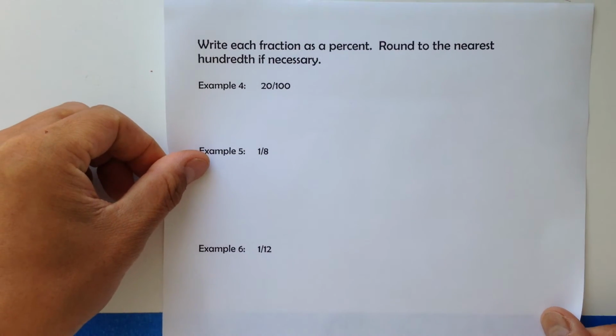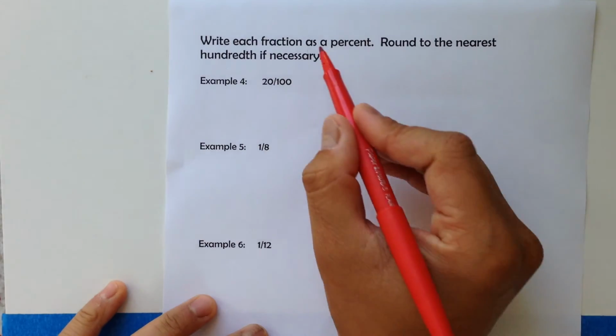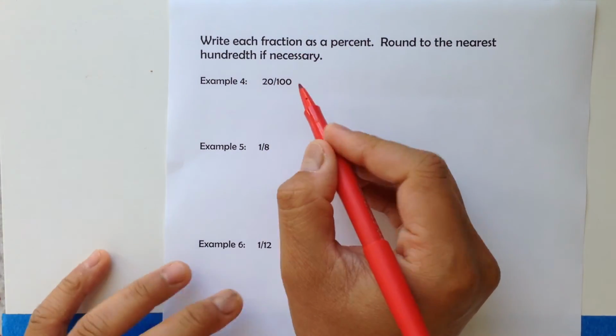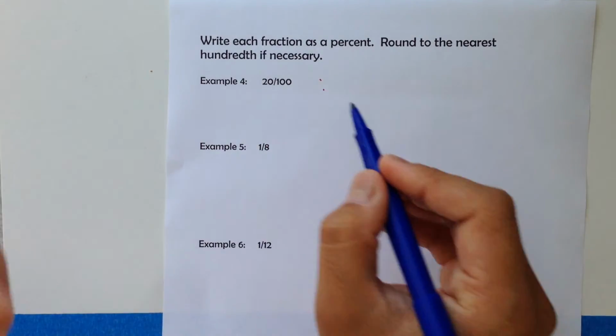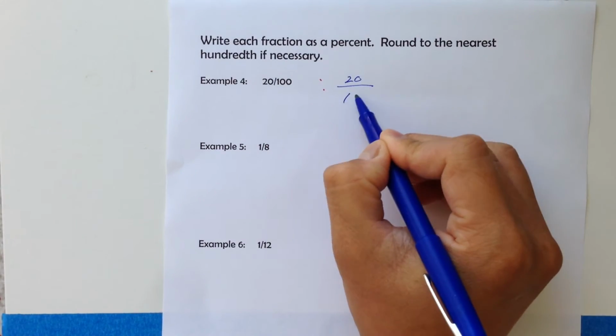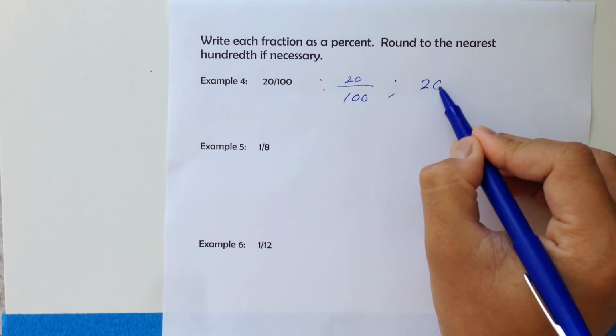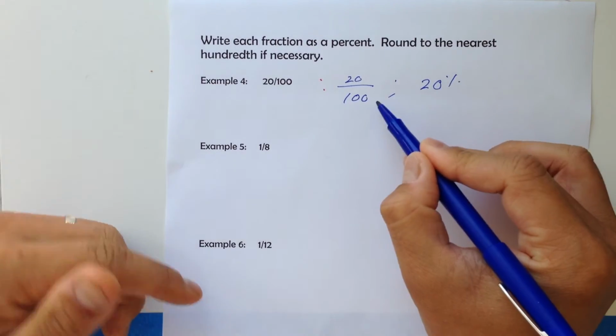All right, we're going to go backward now. We're going to go from fraction into percent, and we're going to round to the nearest hundredth if necessary. The first problem hopefully should be easy, because if you see any fraction with 100 as the denominator, it means that the top number is the percent, because percent means per 100.